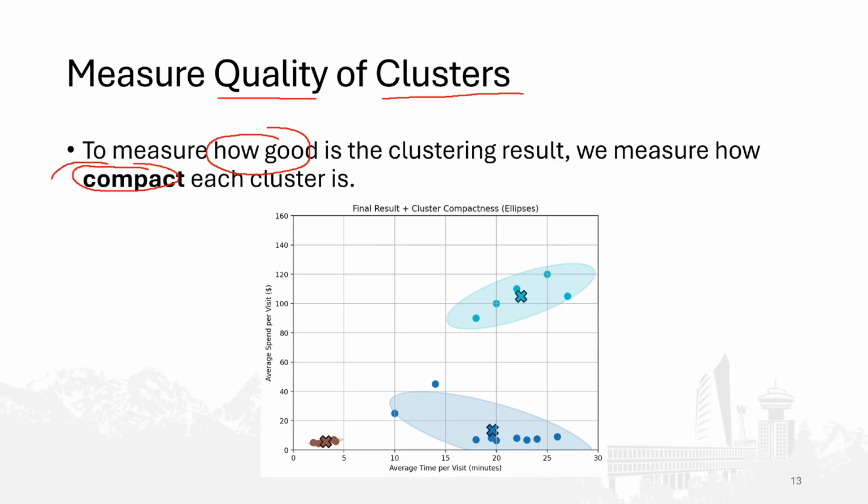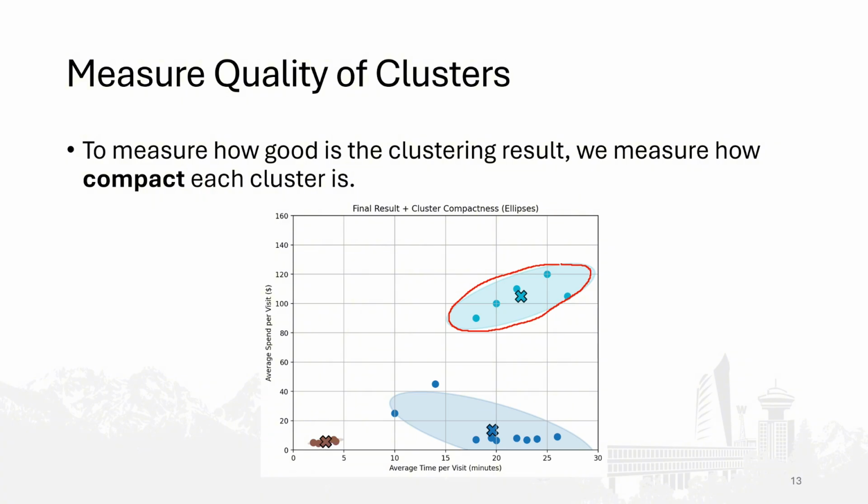So the compactness here is just how close each cluster's members are to the centroid. The closer they are to the centroid, the better the quality. That means you have a better group, right? So here, I use this ellipse area to represent the compactness of the cluster.